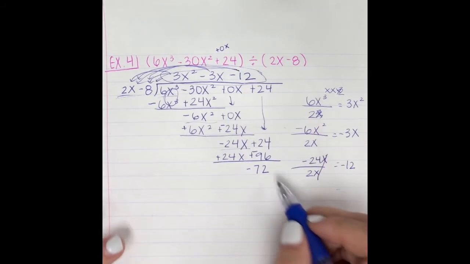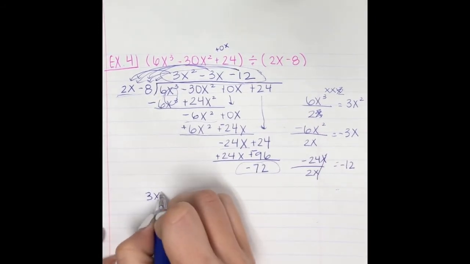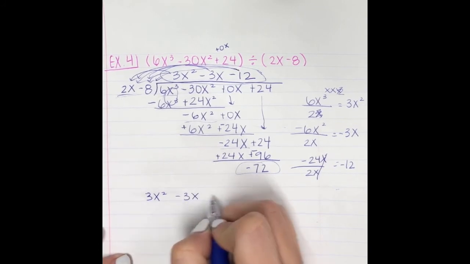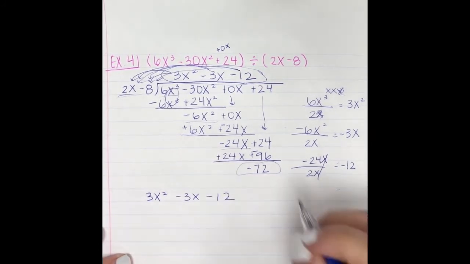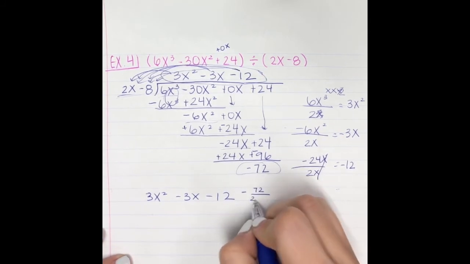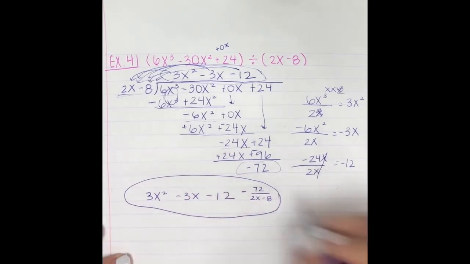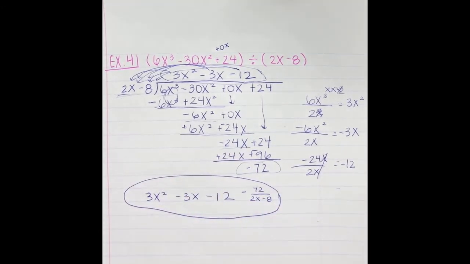Which means this is our answer and this is our remainder. So we would say 3x squared minus 3x minus 12 minus 72 divided by 2x minus 8. And that's it. We're done learning new things. Okay, so if you get it and you're good, you can stop here.